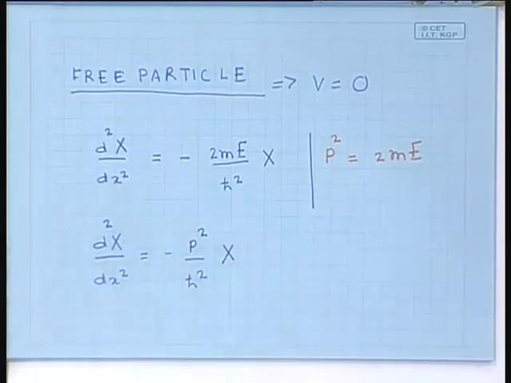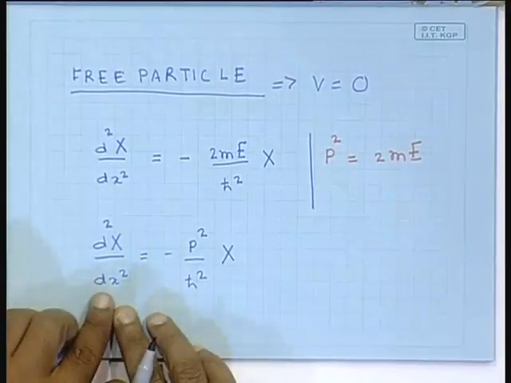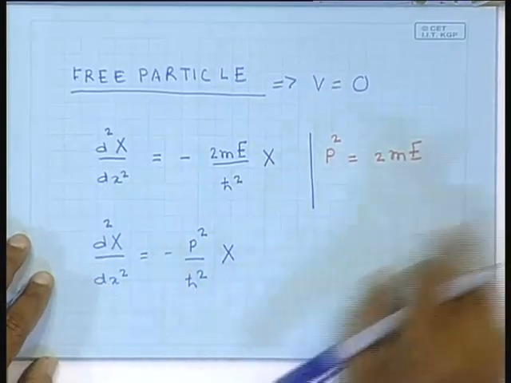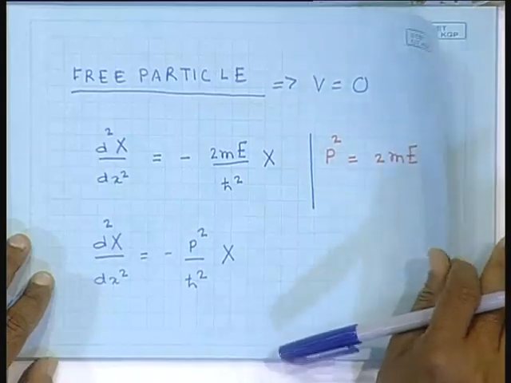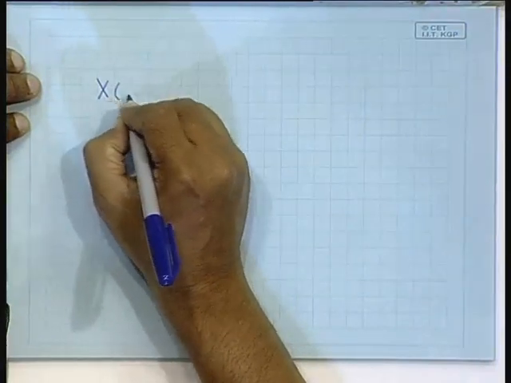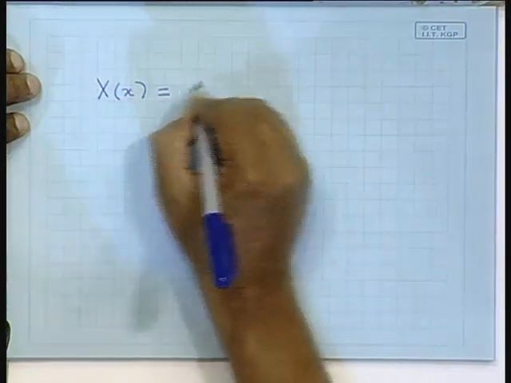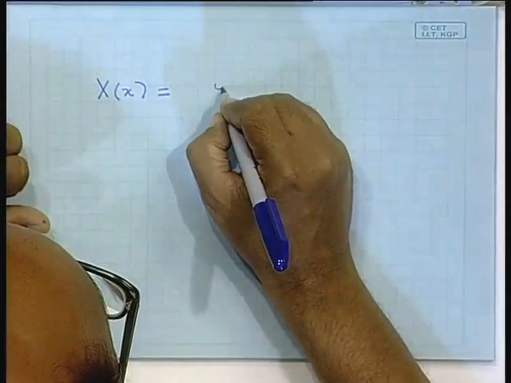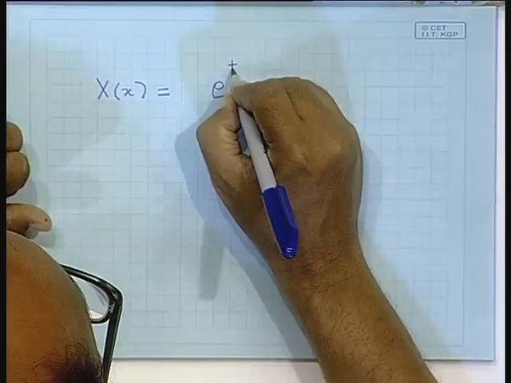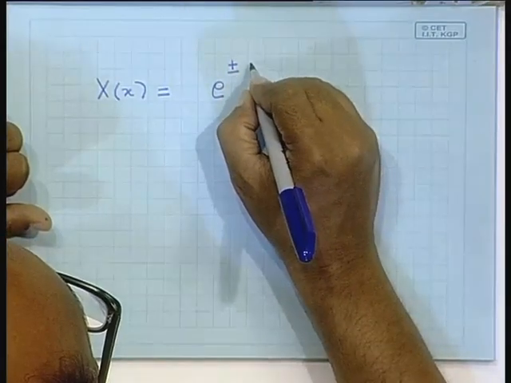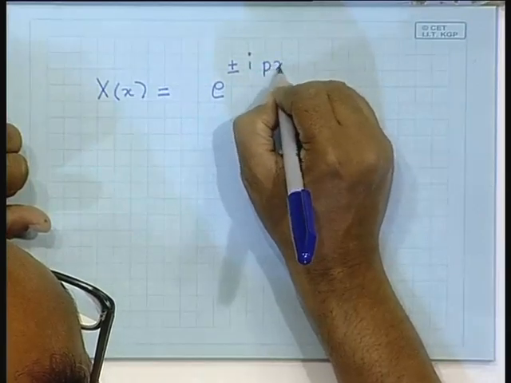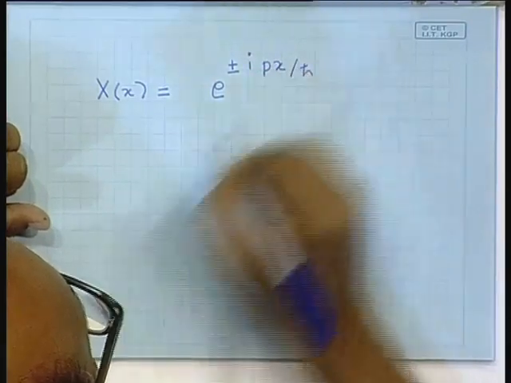And this has two solutions. Basically, we know that this is the simple harmonic oscillator equation, and the solution to this is quite straightforward to write down. The solution is x as a function of x is a constant, again, a constant which I am not writing explicitly, times e to the power plus minus i p x by h cross.